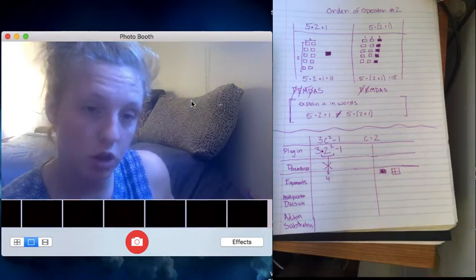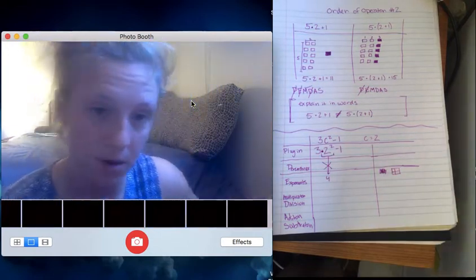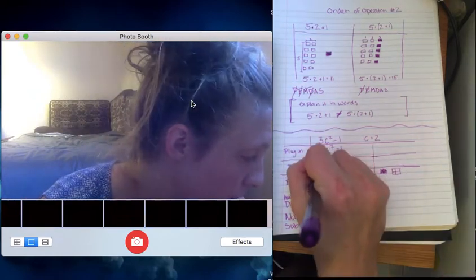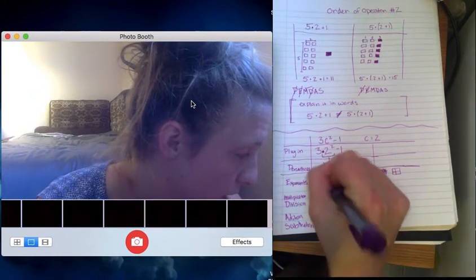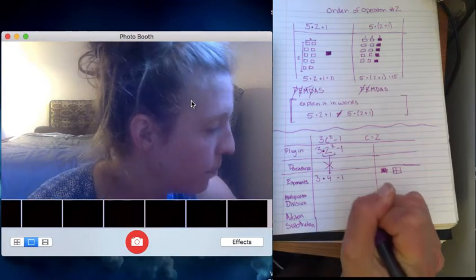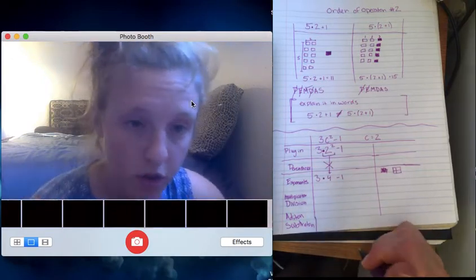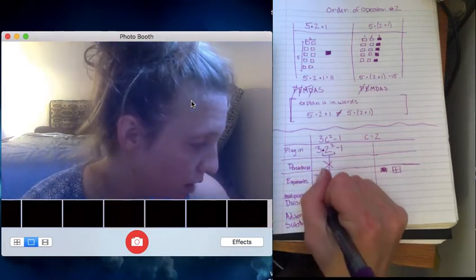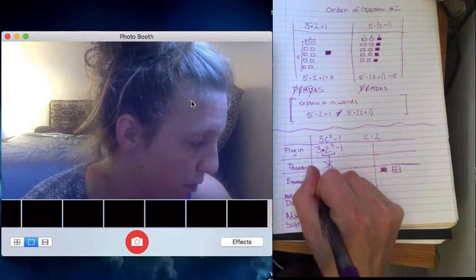Okay, so we did 2 squared. That was the first part of our math problem. And then we get to copy the rest down because we have the rest of our math problem that we haven't done yet. Okay, so now we're looking for our multiplication or division. And so we have our multiplication problem.